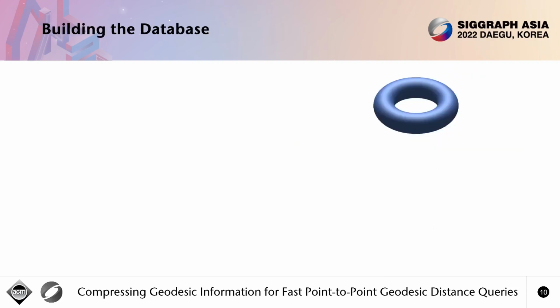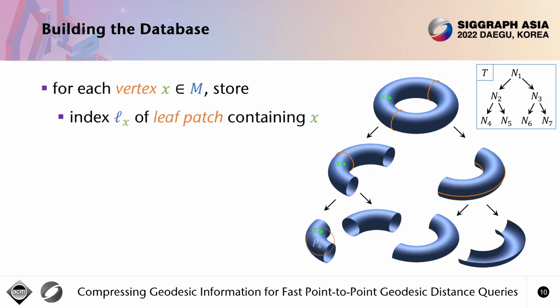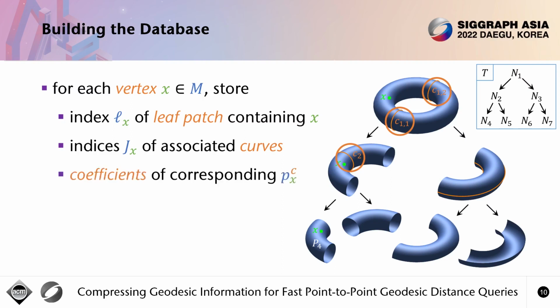Now we have all the ingredients ready to build the database. So we first take our given surface and build the nested bisection tree. And then for every vertex on the surface, we store the index of the leaf patch that contains the node, in this case 4, the indices of all associated separator curves, in this case 2, 1, 1, and 1, 2, and the coefficients of the corresponding distance polynomials.